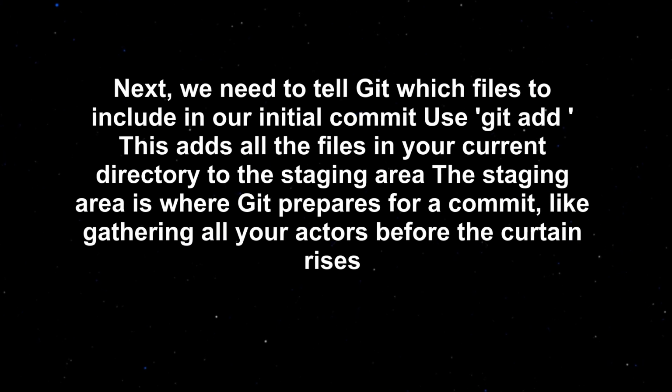Next, we need to tell Git which files to include in our initial commit. Use git add . This adds all the files in your current directory to the staging area. The staging area is where Git prepares for a commit, like gathering all your actors before the curtain rises.